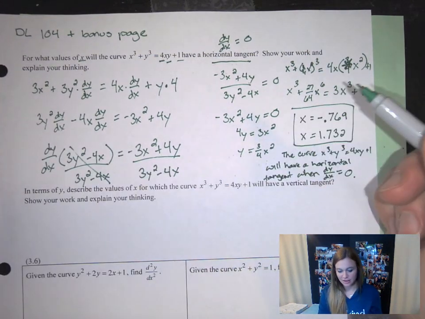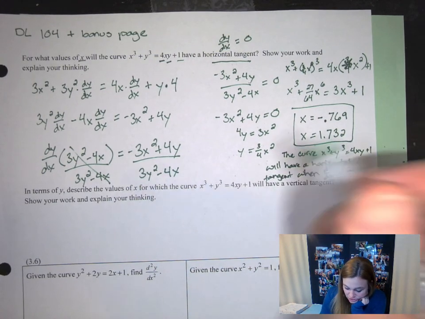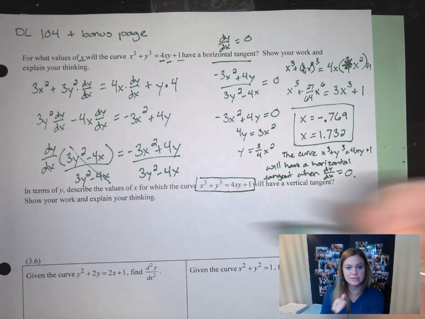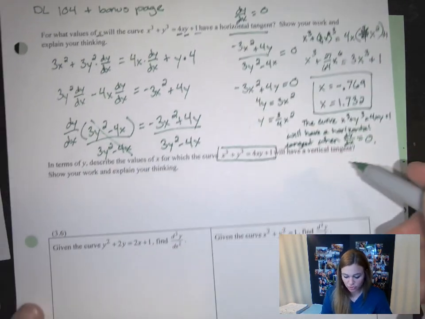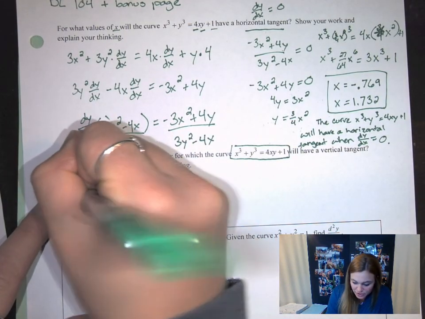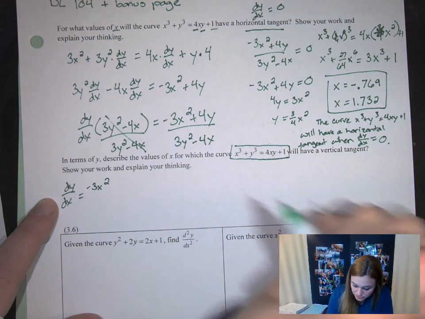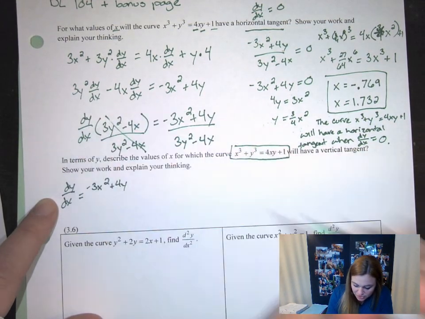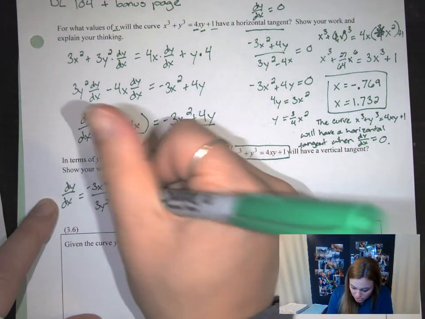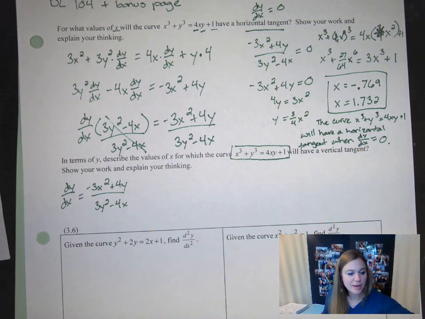Looks so awesome. In the next one, it says, in terms of y, describe the values of x for which x cubed plus y cubed is equal to 4xy plus 1, so the same thing as we had up here, will have a vertical tangent. So we already know that this derivative from up above, dy/dx, was -3x squared plus 4y over 3y squared minus 4x.